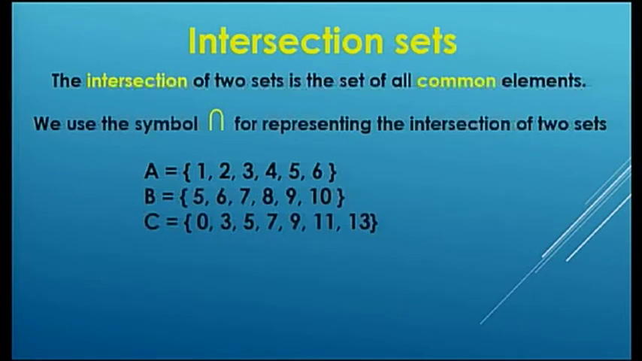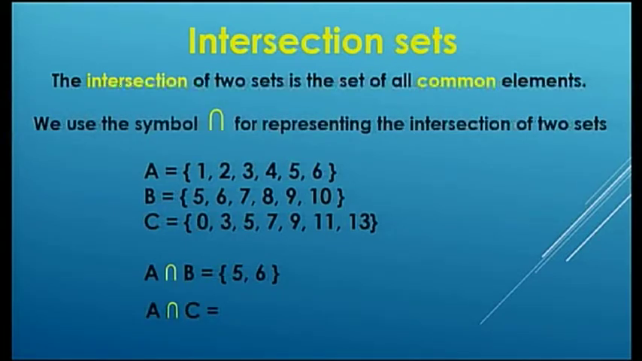Again, consider these three sets. I'm going to find the intersection set of A and B. As the definition above says, we need to find the common elements. So A intersection B is equal to 5 and 6, because we have the elements 5 and 6 in both the set A and the set B.